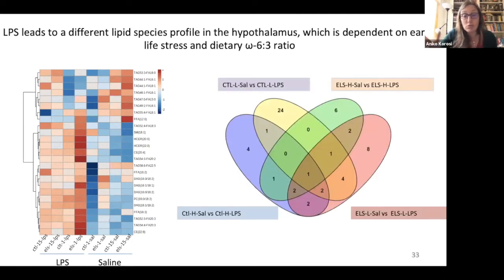And then, of course, we are trying to understand how the different groups differ, and we are still trying to tease this apart. We have all the different comparisons of the control animals and the early life stress animals in response to LPS, under the different dietary conditions. What you can see here is that there is some overlap between the groups, but there are a lot of exclusive lipids that are affected depending on this early life condition, maybe starting to give us a hint on how this could be happening.